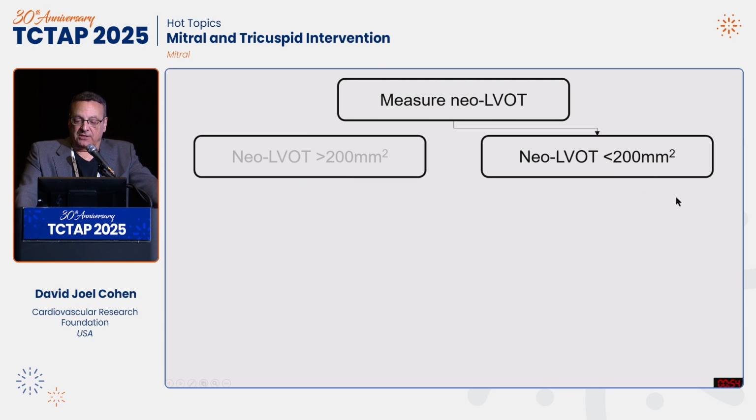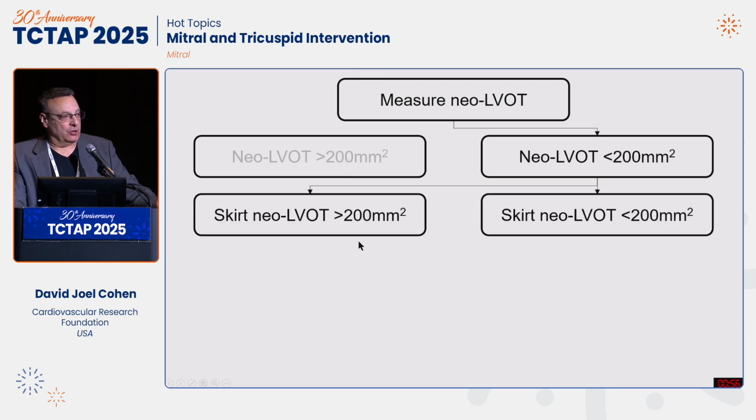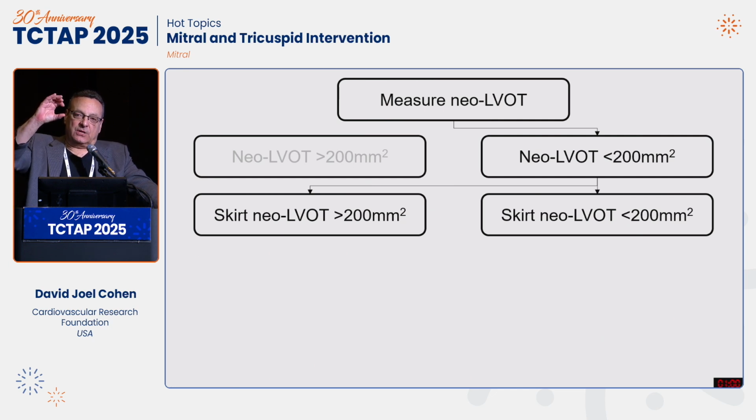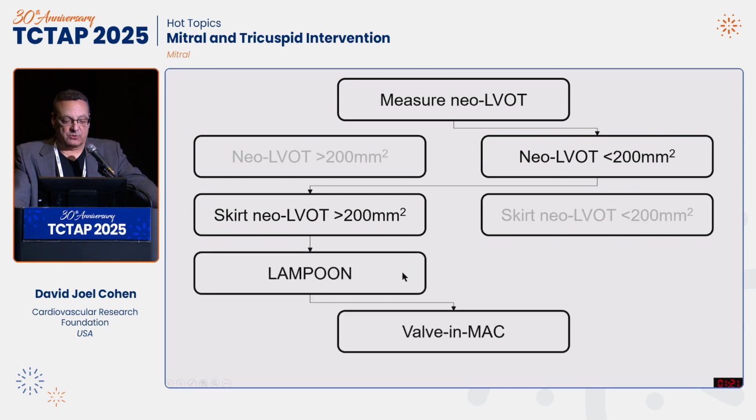If you have a small neo-LVOT, then you need to measure what we call the skirt neo-LVOT, which is where the skirt of the valve stops, because again, the open frame, at least of the Sapien valve, is not obstructive as long as there isn't an anterior leaflet across it. So if the skirt neo-LVOT is greater than 200 square millimeters, then all we have to do is take out the anterior mitral leaflet and we can obtain this measurement. If the skirt neo-LVOT is less than 200 millimeters, we have to do something else.